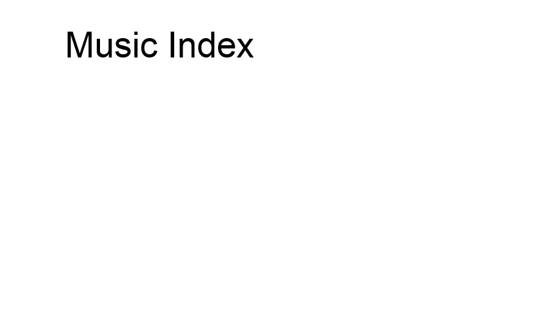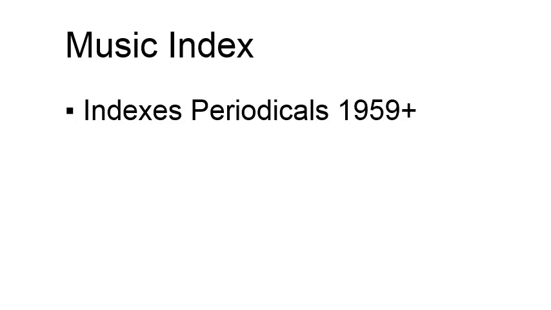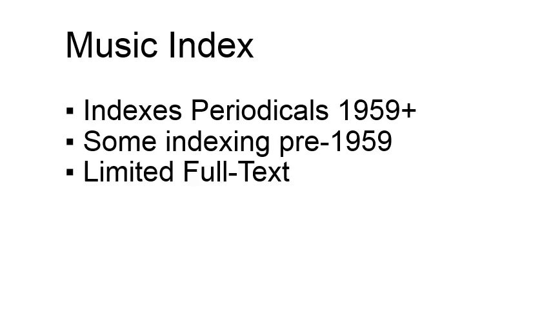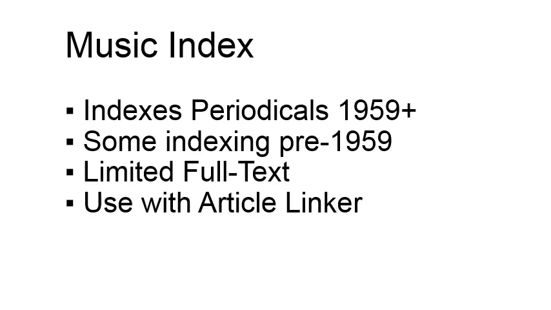To summarize, the Music Index is a good index to music periodical literature since 1959, with some retrospective indexing from earlier years. It has all the usual features for an EBSCO database. It has limited access to full text, but used together with Article Linker, we can often find the full text in another database.